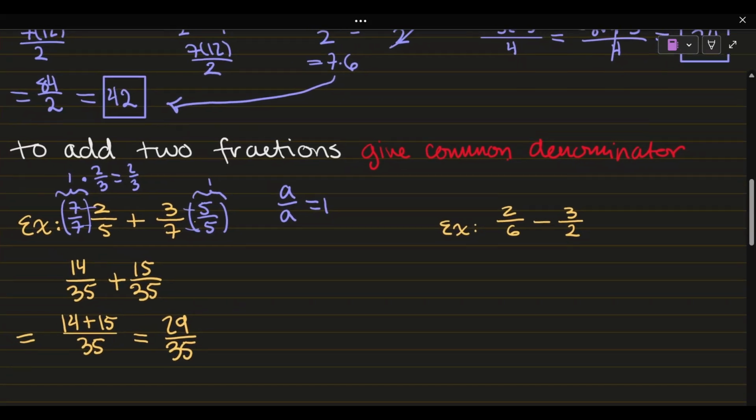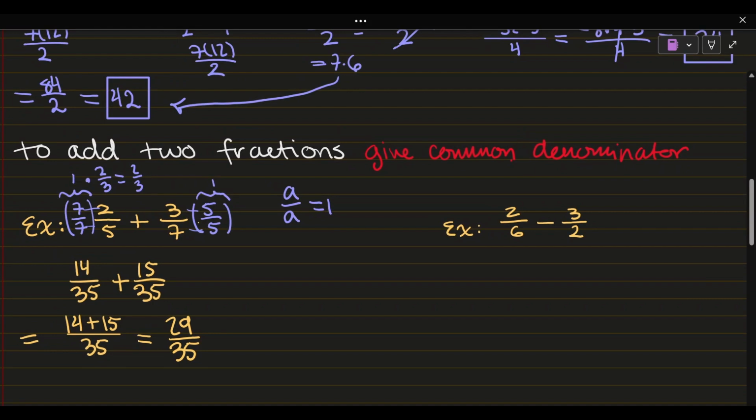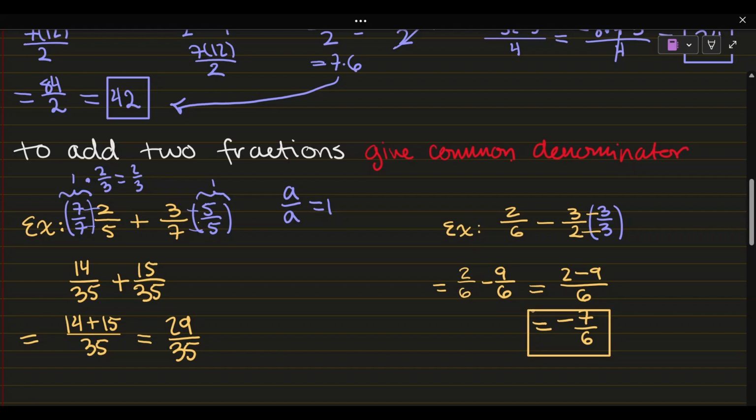So I have 2 over 6 minus 3 over 2. If I'm clever, I'll notice that I can multiply this by 3 over 3, because 2 times 3 is 6. So what I actually have here is 2 over 6 minus 3 times 3 is 9 over 6. 2 times 3 is 6, right? Multiplying across. And like we said before, we can just care about this addition in the numerator. 2 minus 9 over 6. 2 minus 9 is negative 7, so I have negative 7 over 6. And no more simplification can be done.